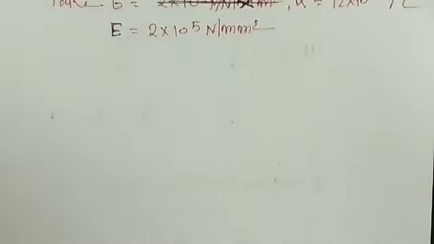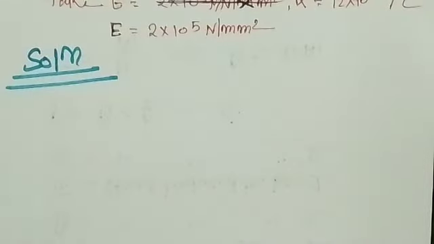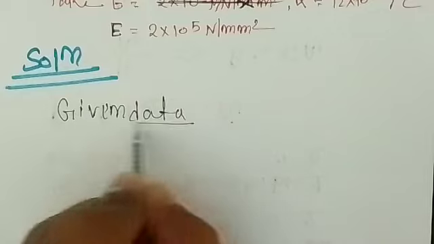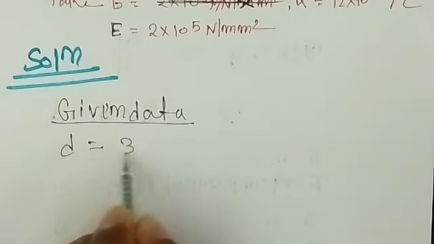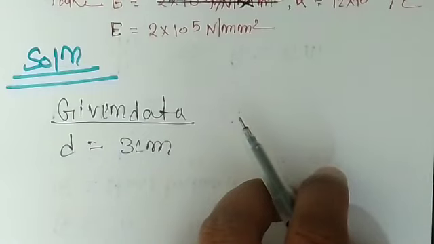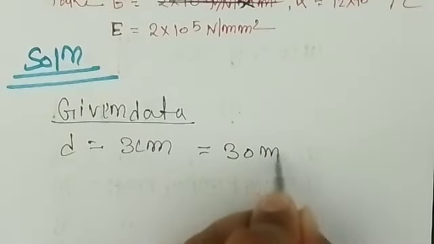First of all we will write down the given data. There is a steel rod whose diameter D is equal to 3 centimeter, right? We can convert this into millimeter, because most of our calculation in strength of materials is in terms of millimeter only. So 3 centimeter is equal to 30 millimeter, right?